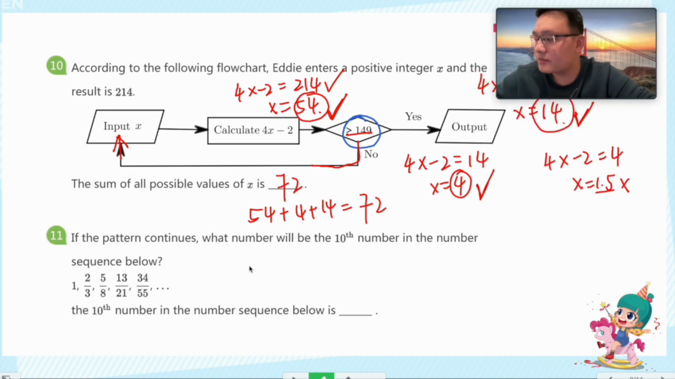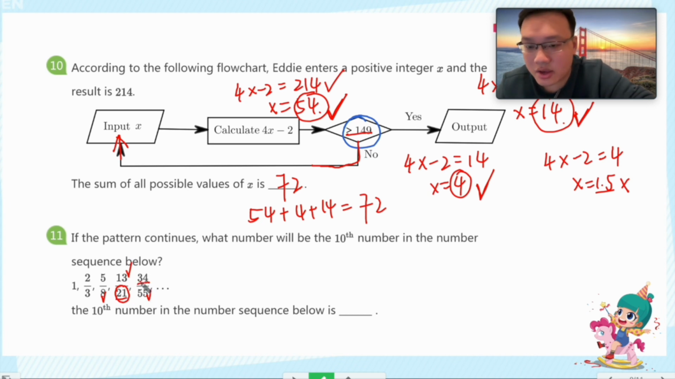Question number 11. If the pattern continues, what number will be the 10th number in the number sequence below? So let's see, the first one is just 1, the second one is 2 over 3, 5 over 8, 13 over 21, and 34 over 55. So basically the pattern is that, you see, this 21 equals the numerator plus the denominator of the previous term. 8 plus 13 is 21, and also 55 equals 34 plus this 21.